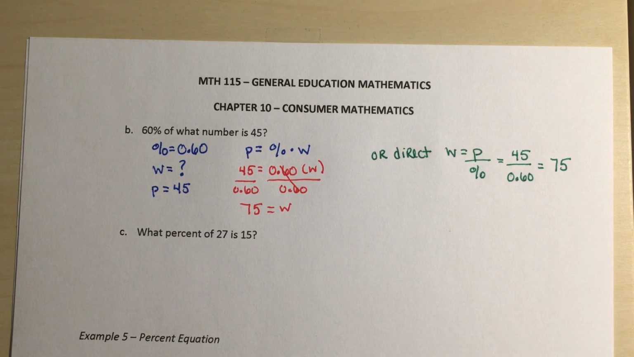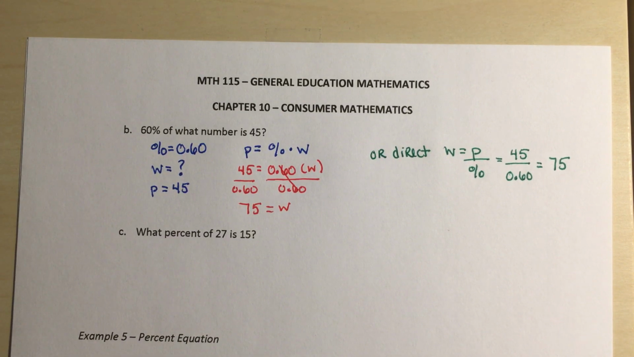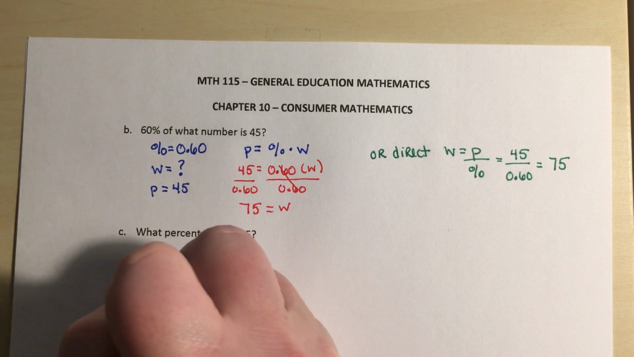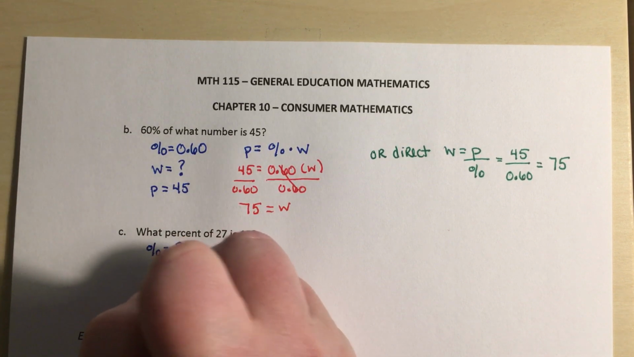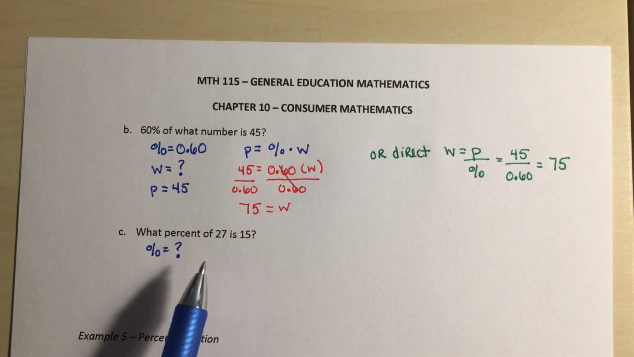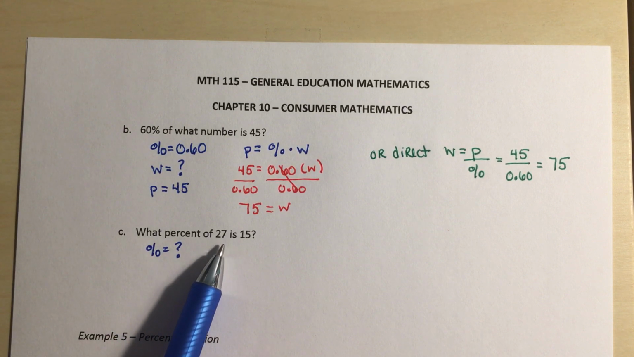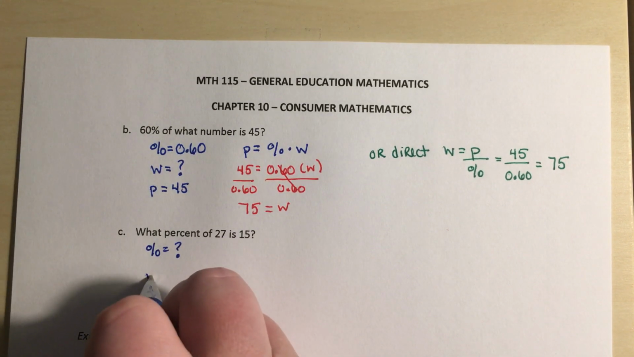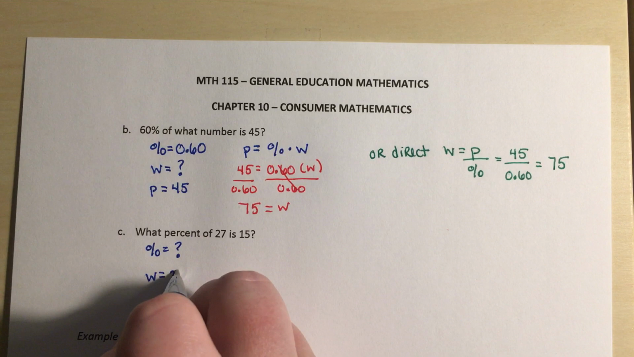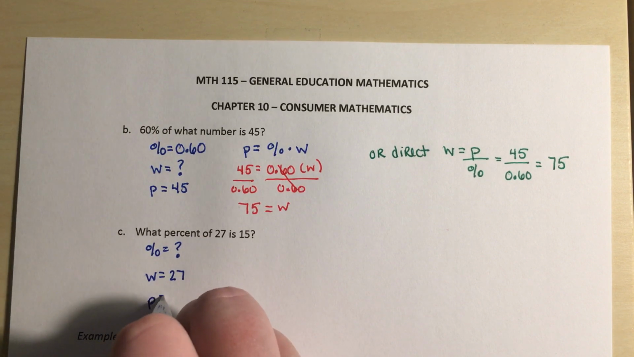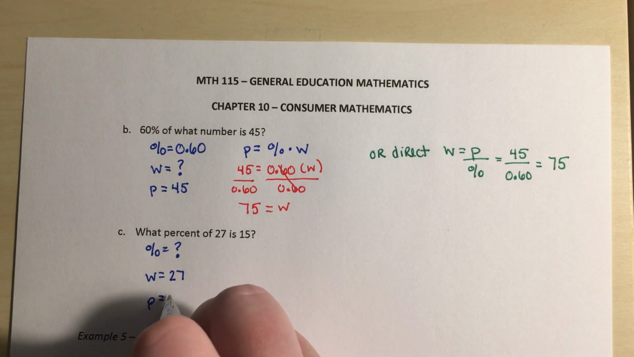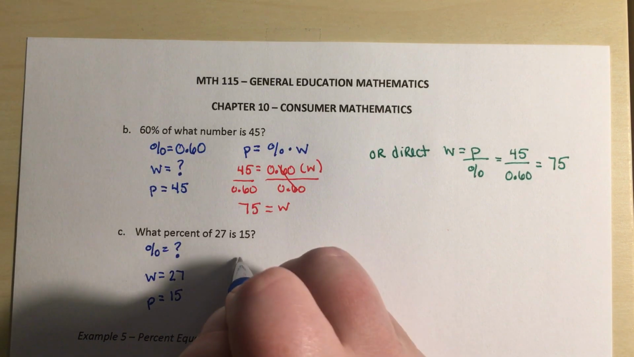Okay, then for C, what percent of 27 is 15? Well, in this case, we don't have a percent. That is what we are missing. The number that comes after the word of is 27. Remember, what comes after the word of is our whole. Right? That means that by process of elimination, our part has to be 15.